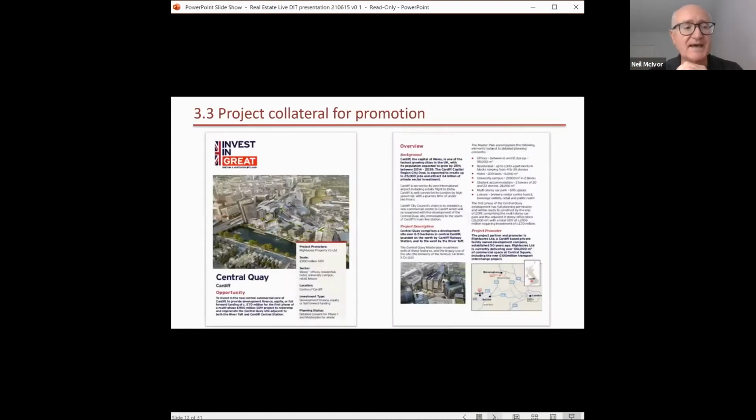So the next slide shows you an example of a project which is in promotion, called Central Quay in Cardiff. And you can see from this slide that there are key characteristics of what it is and where it fits into the marketplace, which effectively gives the investor a taster of what it is, and hopefully encouragement then to ask more questions.